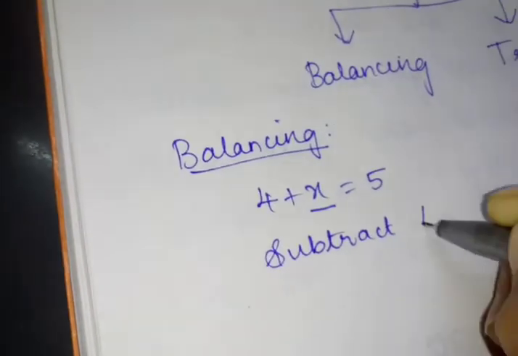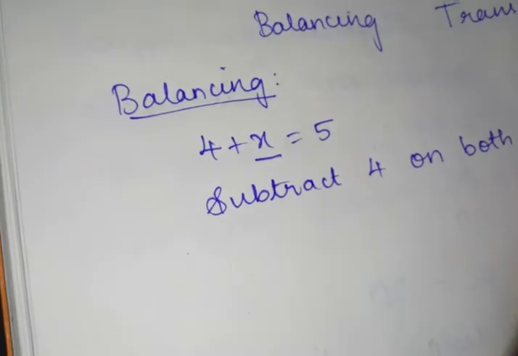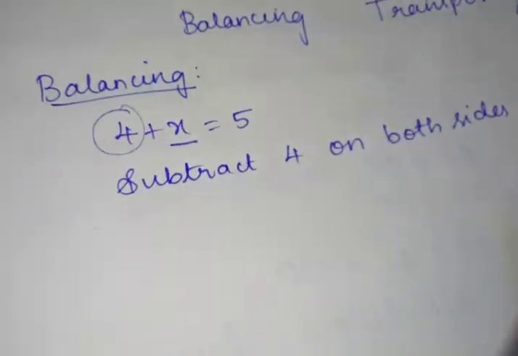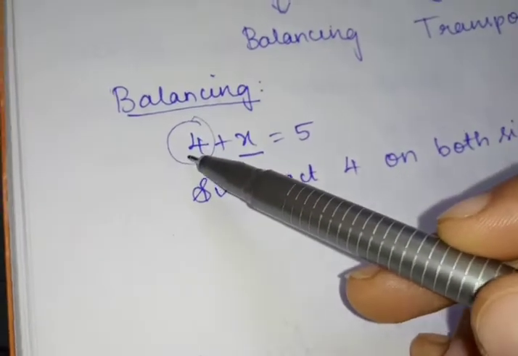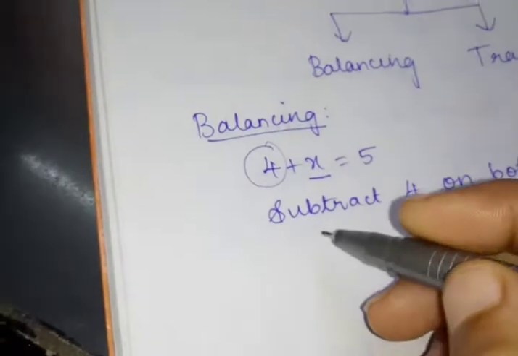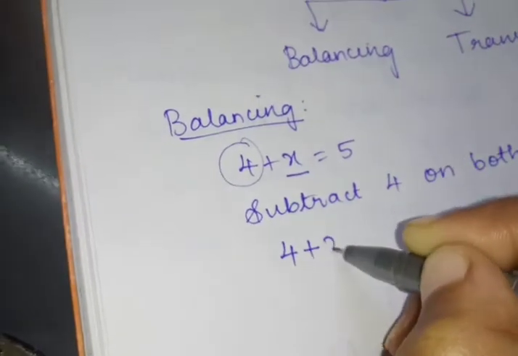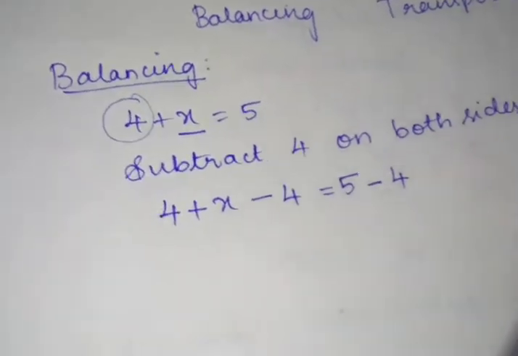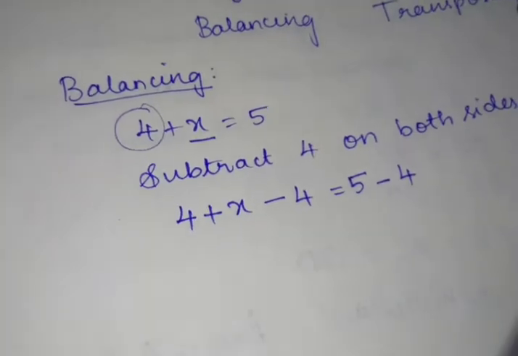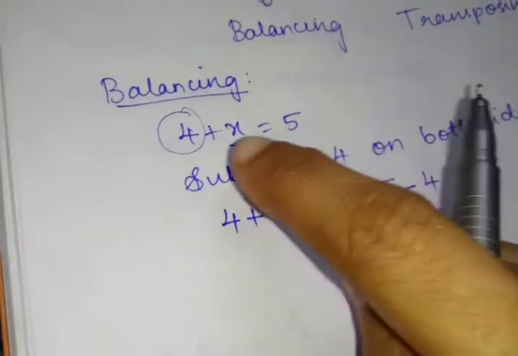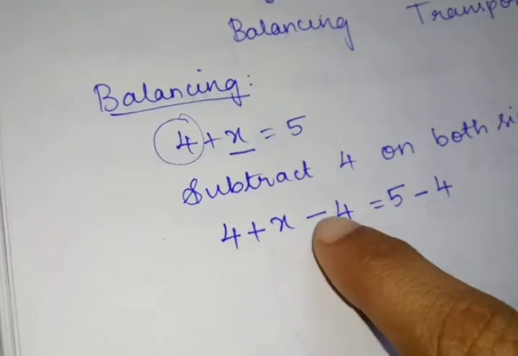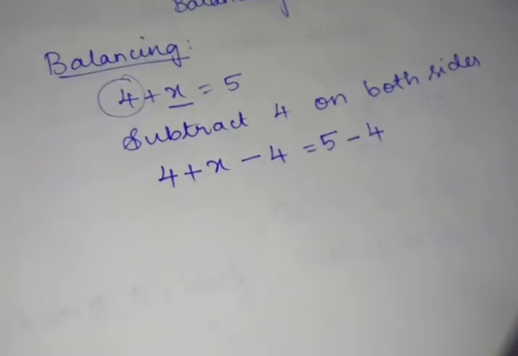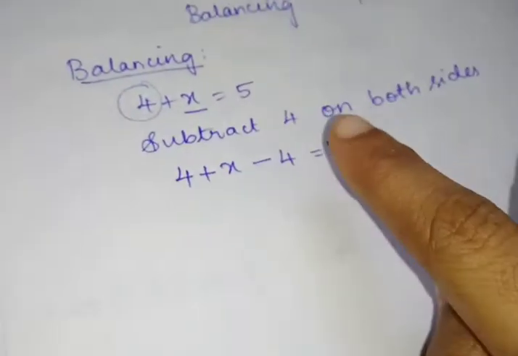So you can subtract 4 on both sides. Why? Here the given thing is plus 4, so you are doing subtraction. If the given thing is minus 4, you can add 4 on both sides. So 4 plus x minus 4 equal to 5 minus 4. Listen, children. Now what I did? Subtract 4 on both the sides. So 4 plus x is the given equation, subtract 4, equal to 5, subtract 4.